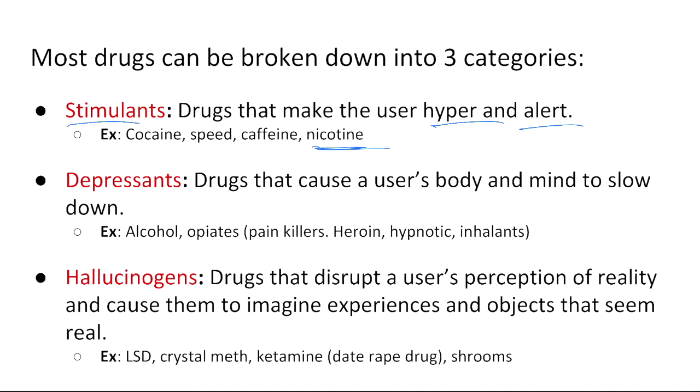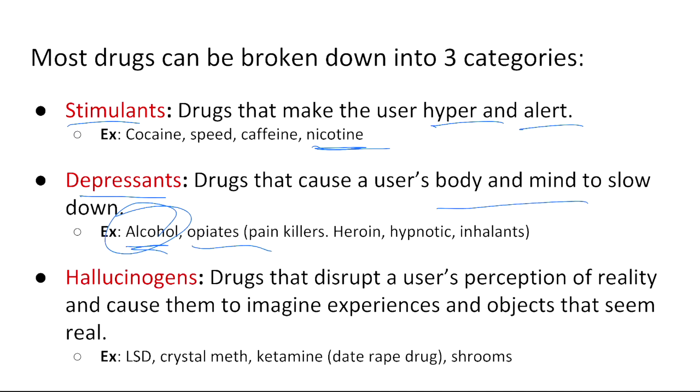The second category are depressants, and these are drugs that cause the user's body and mind to slow down. Alcohol is a drug that will cause people's body and mind to slow down. Hence the reason why it is a no to drink and drive. Another one that I don't have here is marijuana. Okay, cannabis. It too is a depressant. That's why when people take it in, their body and minds will slow down.